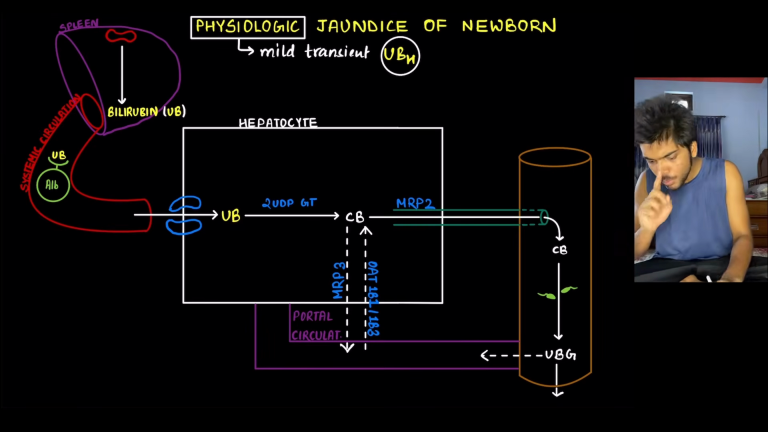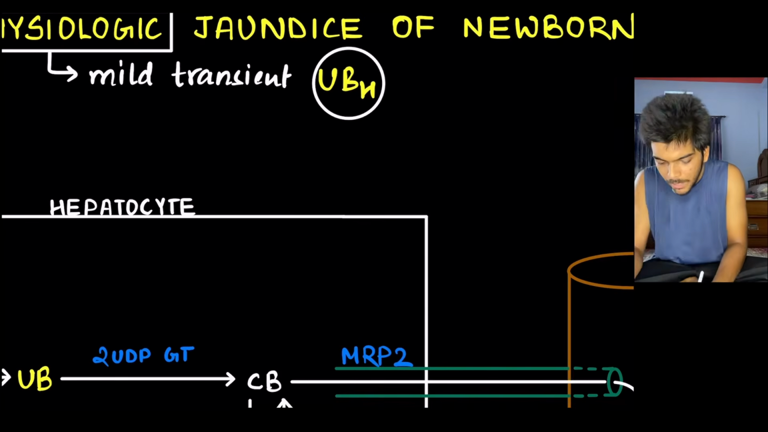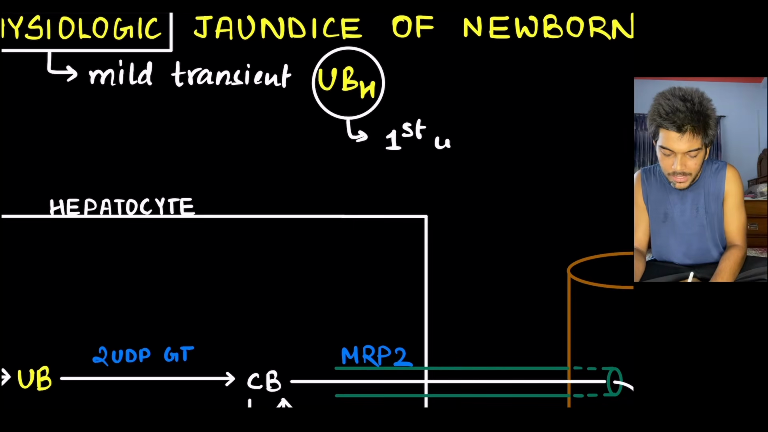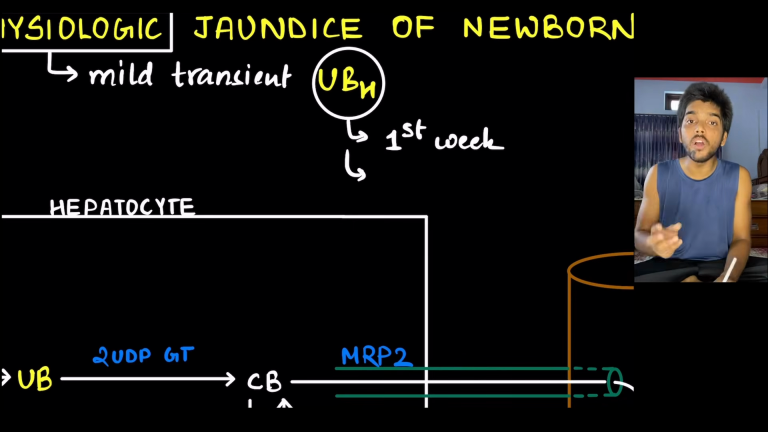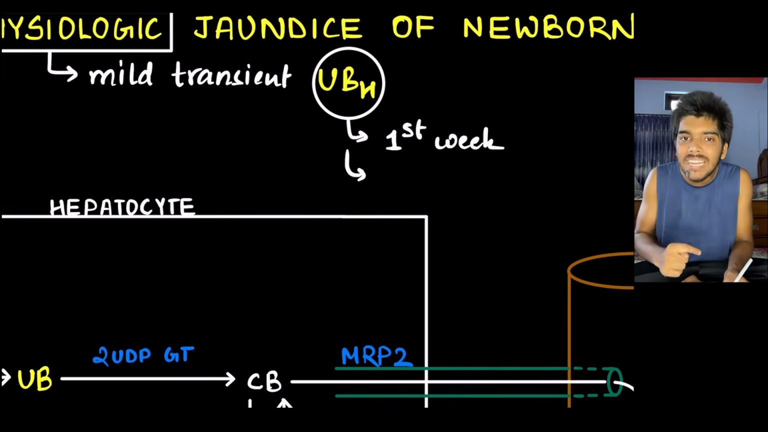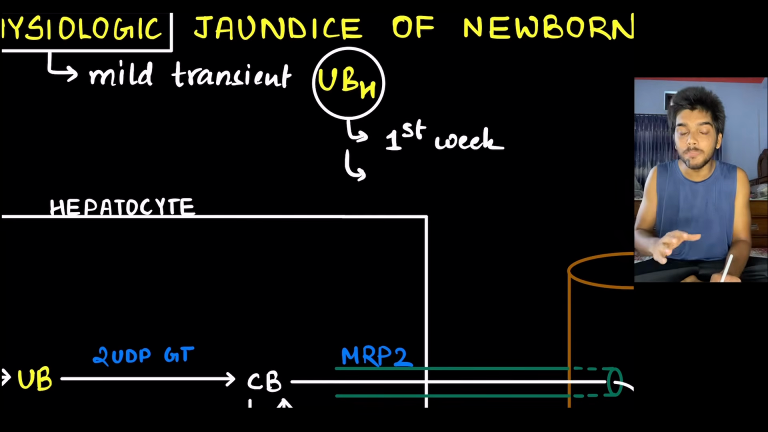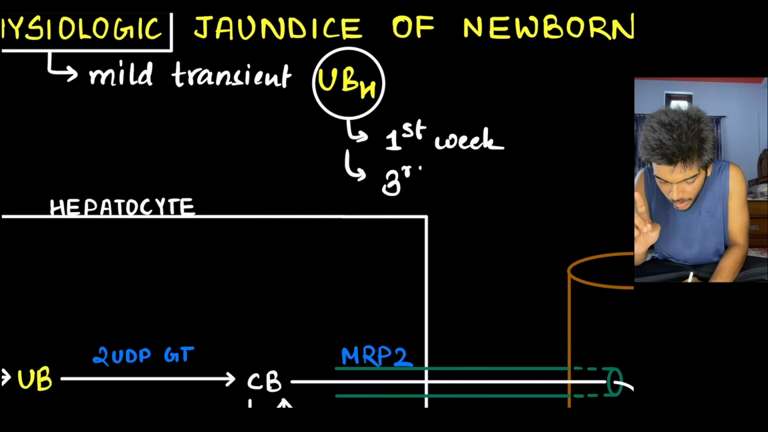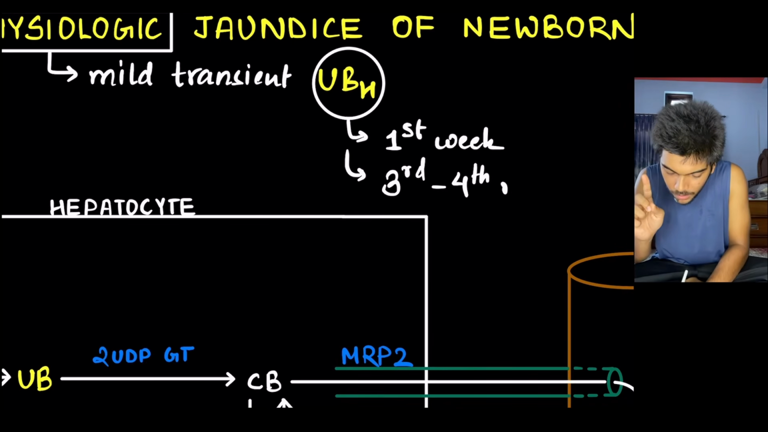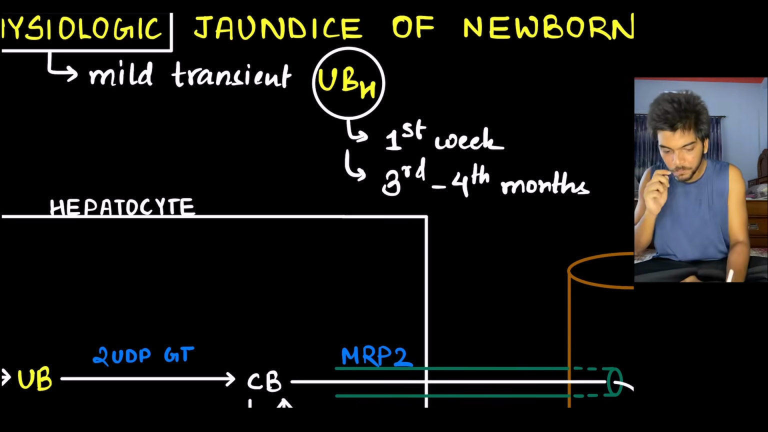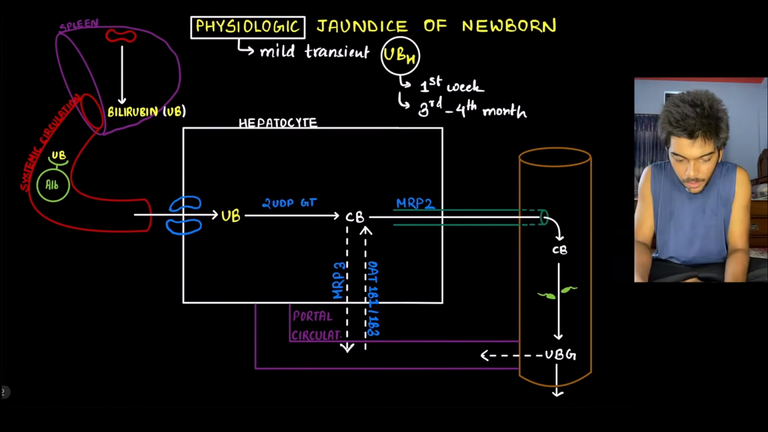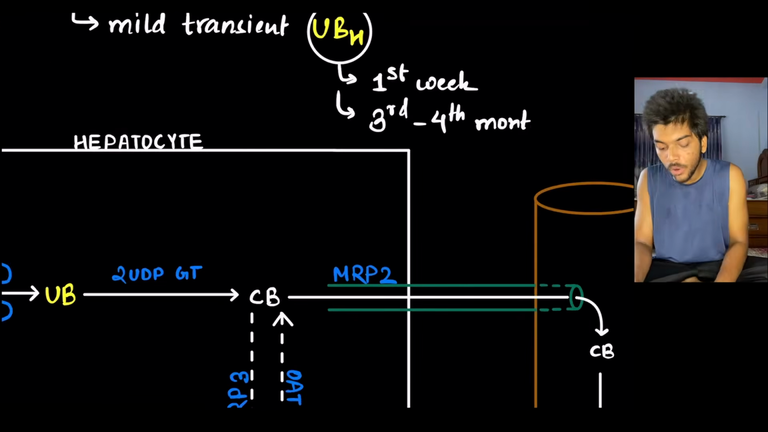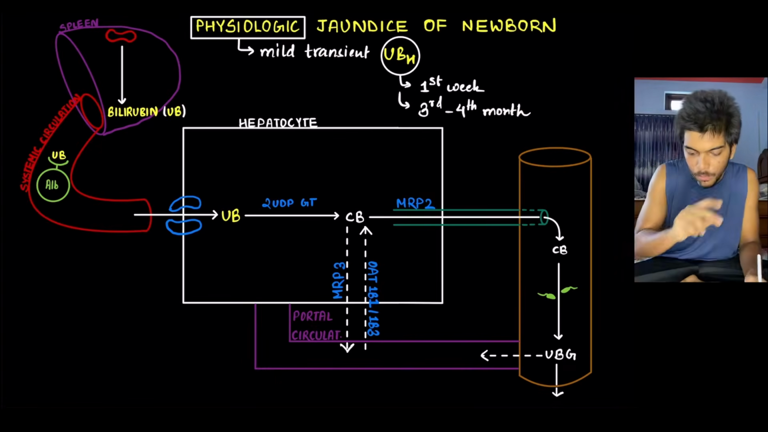Okay. So usually this unconjugated hyperbilirubinemia is seen for at least the first week. And usually the complete maturation of the hepatobiliary system, or the gain in ability to carry out conjugation, adult level of maturation, takes place by the third to fourth month of development. Okay. The next question is, why or how does unconjugated hyperbilirubinemia occur? There are two major answers to this.